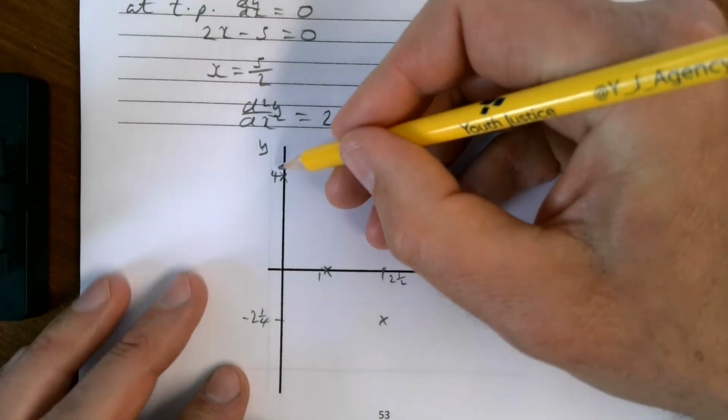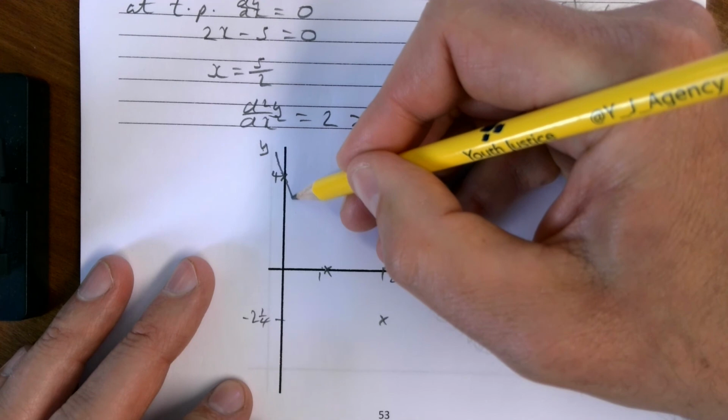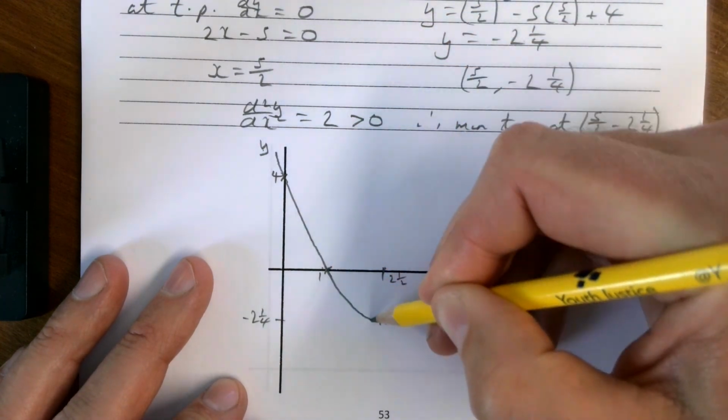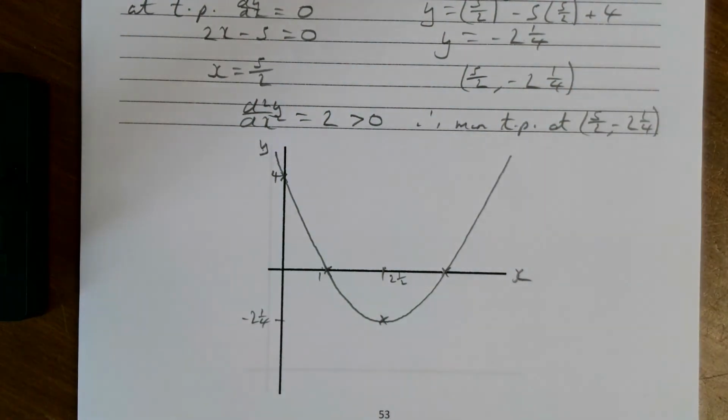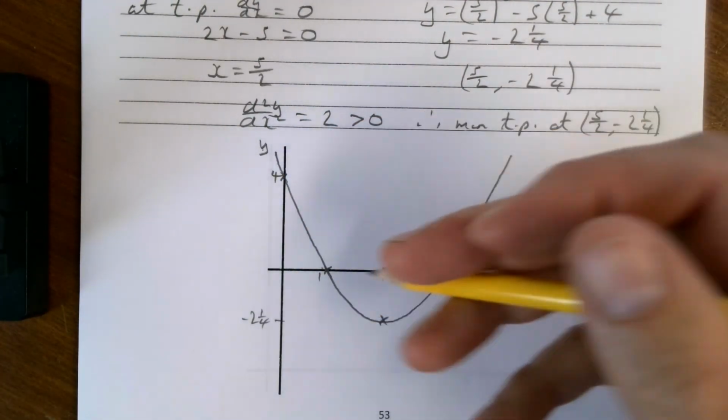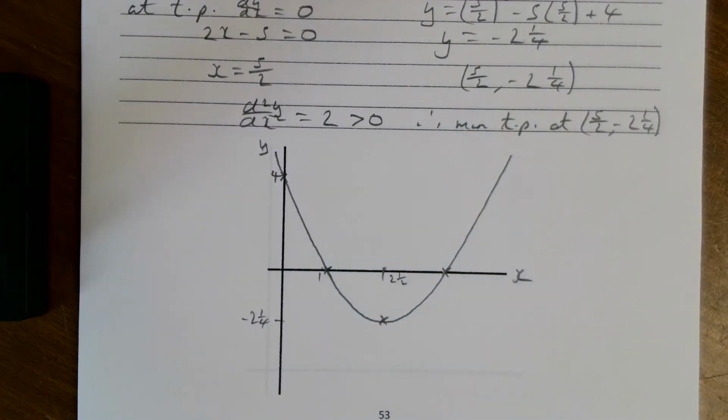And that's all the information we need. So we draw our curve sketch as best as we can. And that's us sketching the curve. Because we know those points, we can get a good idea of what it looks like. And that's the sort of thing that's required.